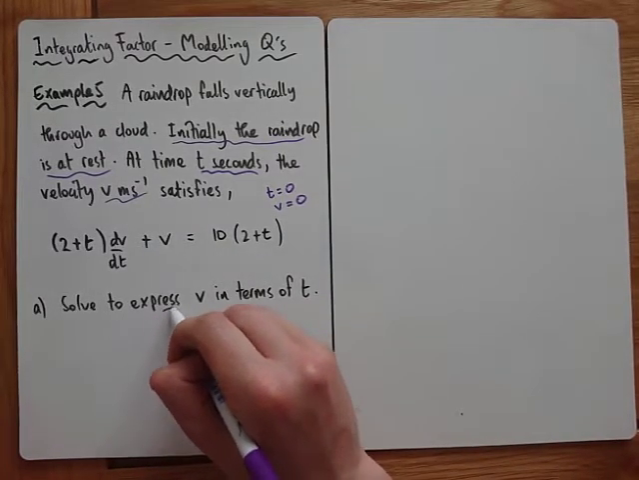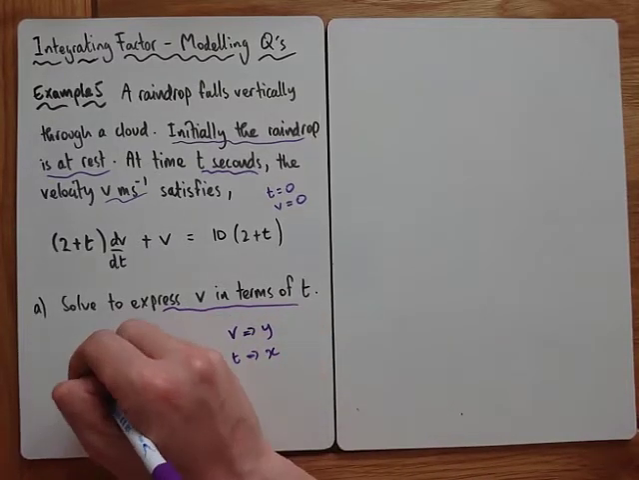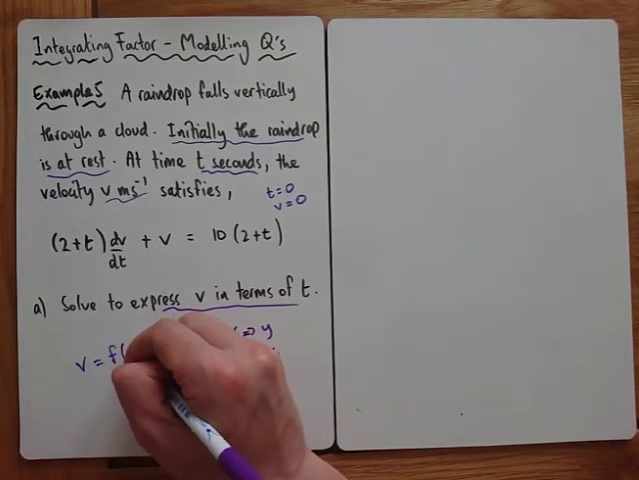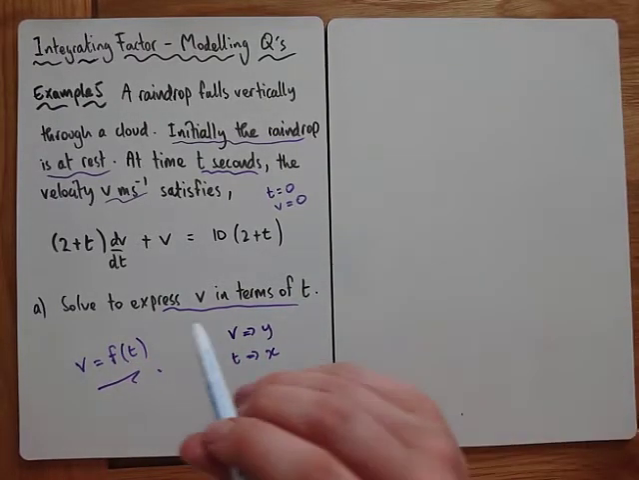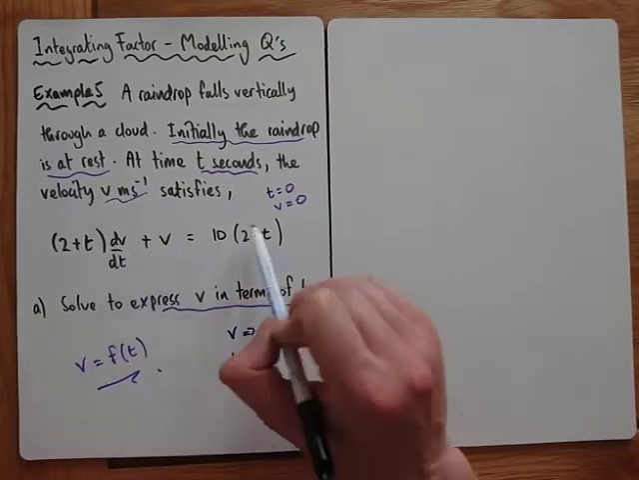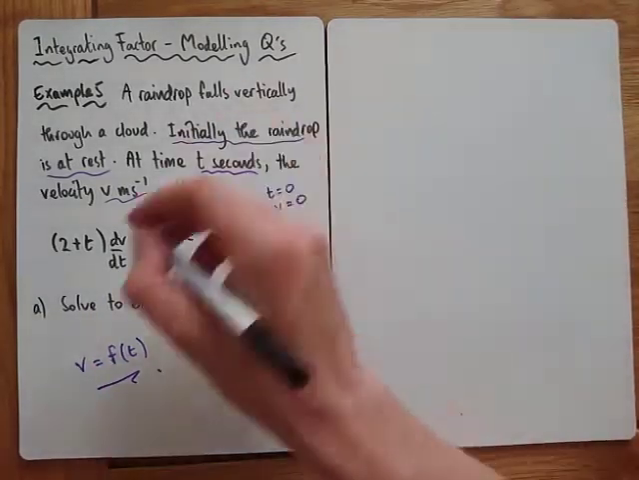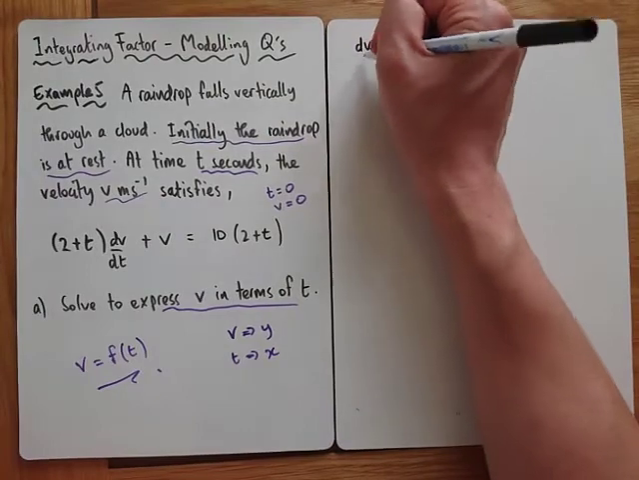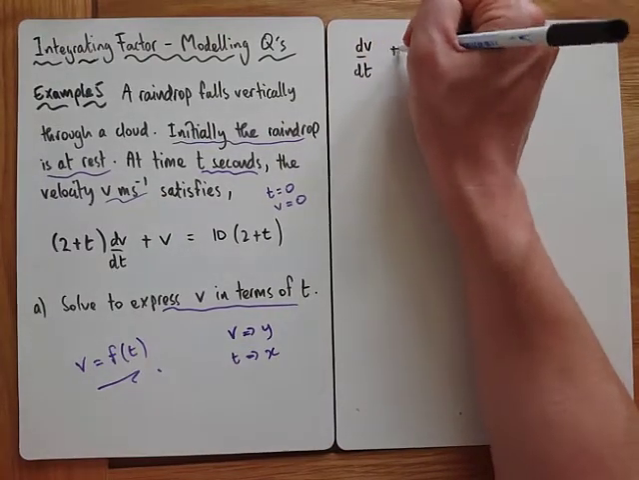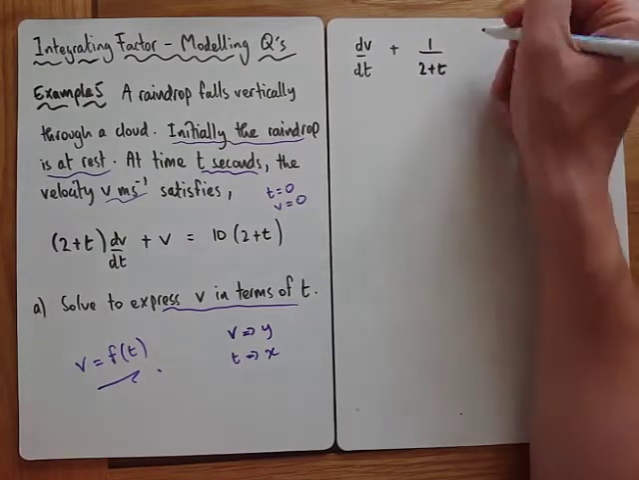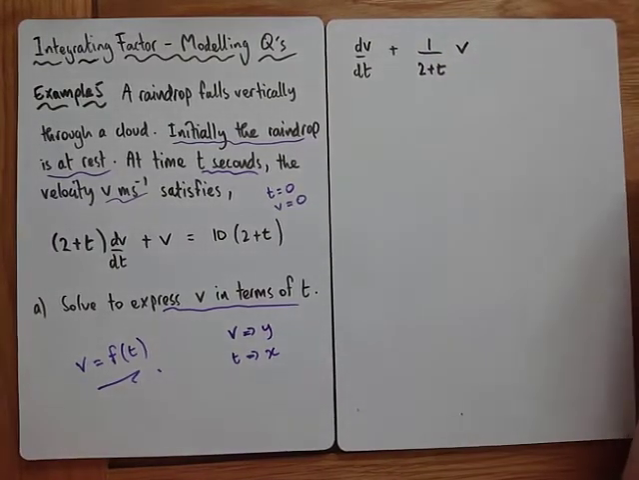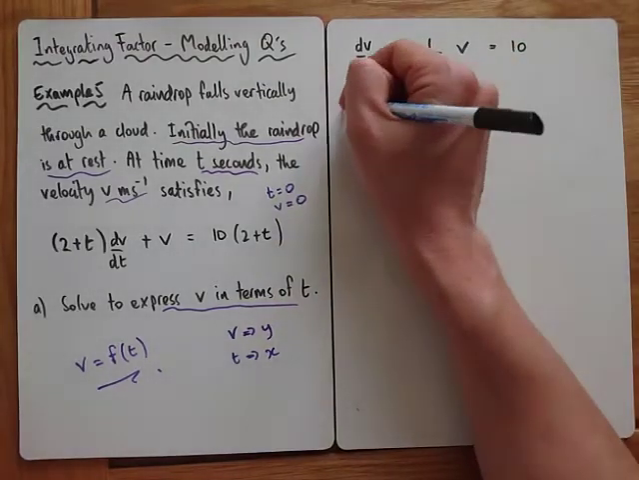When we're asked to express v in terms of t, what we're actually aiming to get is v is equal to some sort of function of t. Okay, so is this an integrating factor question? Well, we've got 3 terms. I suppose we could divide throughout to get this dv by dt on its own. So I'm going to write that as 1 over 2 plus t, because that's going to be my coefficient of v, isn't it? And then that would equal just 10. Okay, so let's do the integrating factor.